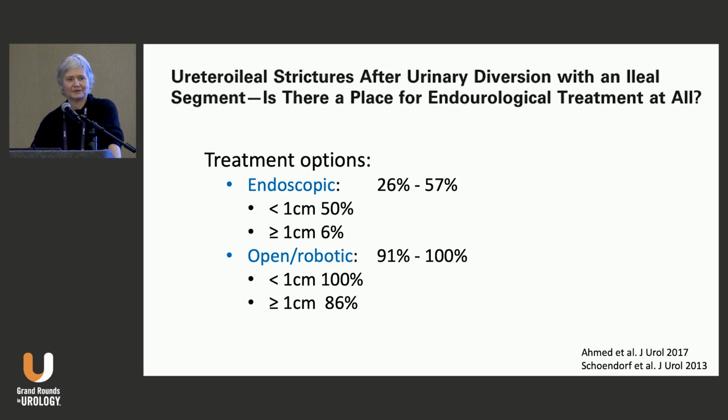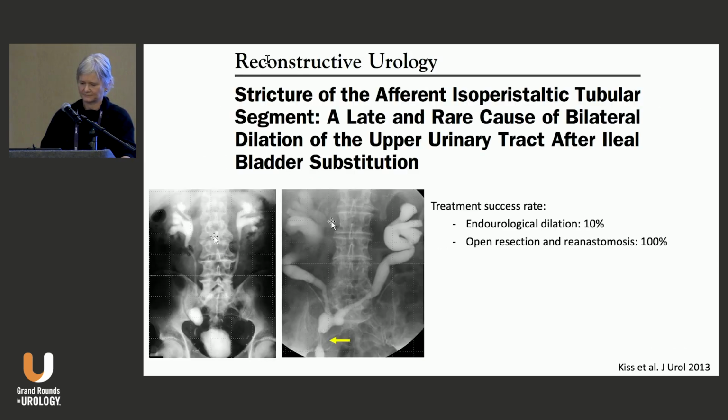How do you treat this? Well, there's the endoscopic treatment option and the open or robotic treatment option. Results for the endoscopic range from 26 to 57% success rate. In our group, we found that if a stricture is under 1 centimeter in length, 50% will recover after endoscopic dilation. If it's greater than 1 centimeter, that goes down to 6%. Open treatment is very curative, 91 to 100%. Again, the shorter strictures have a bit better success rate than the longer ones.